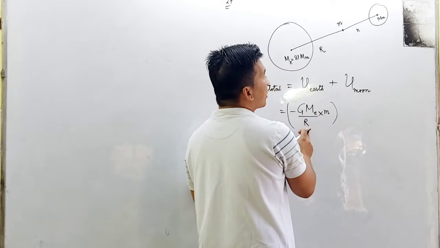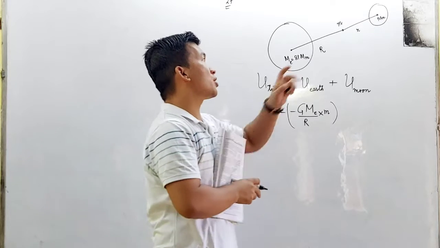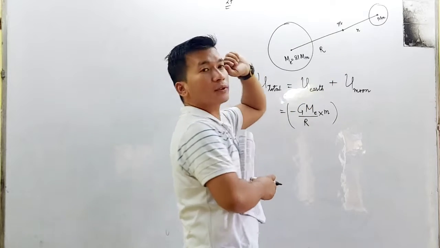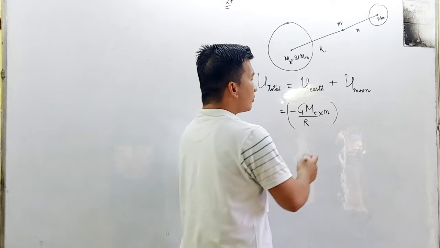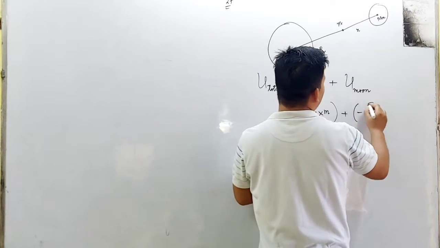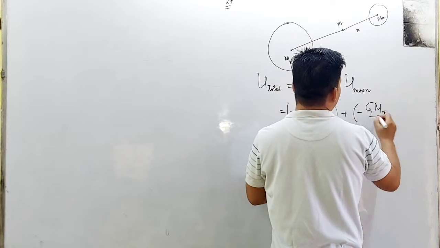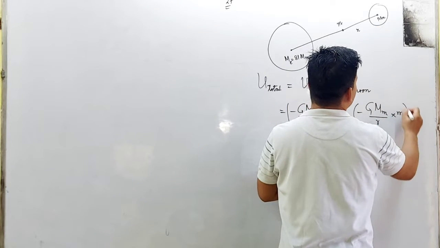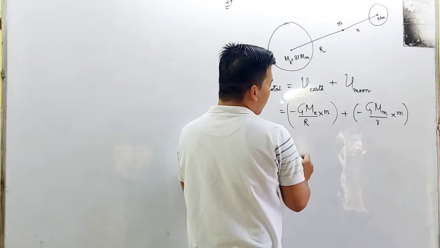See, this capital R is not the radius. This R is given as the distance of this small mass m from the core of our Earth, for this question number 27. Plus, what about this? This will be minus G capital M small m, that is mass of the moon, divided by the distance, which is small r, into small m. So we can put it like this.